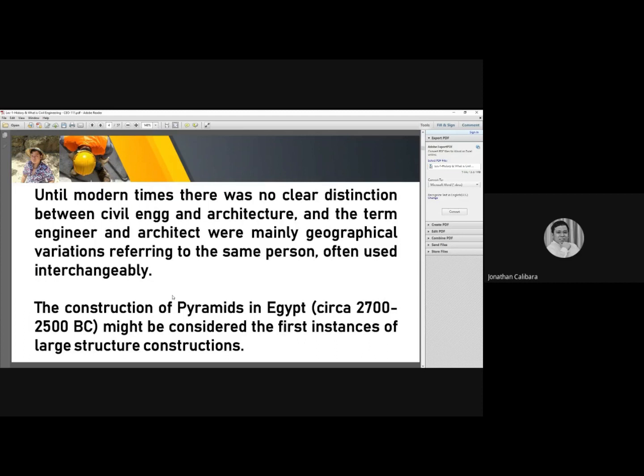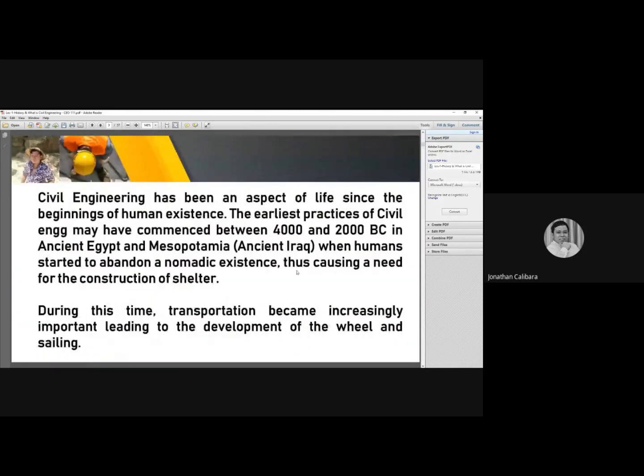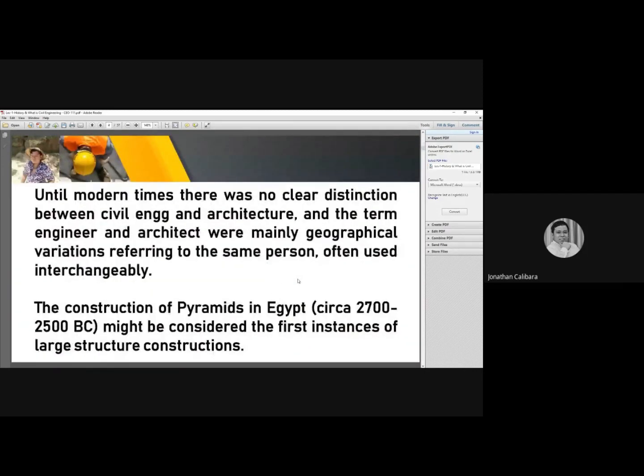So next is the topic about civil engineering and architecture. The terms engineer and architect are mainly geographical operations referring to the same person, often used interchangeably. Yes, correct. Next one is the construction of pyramids in Egypt, circa 2700-2500 BC, might be considered the first instance of large structure construction.